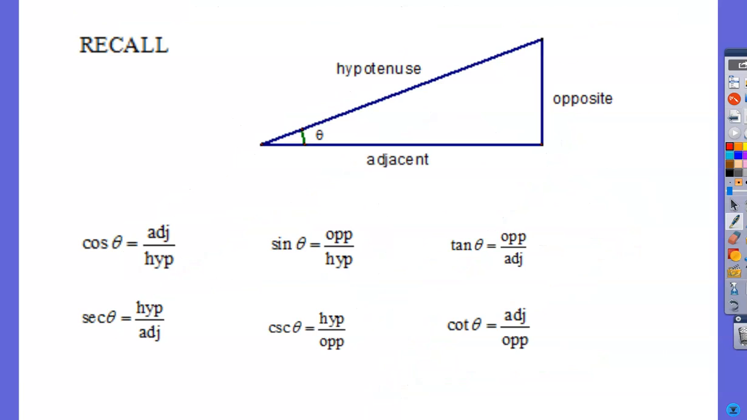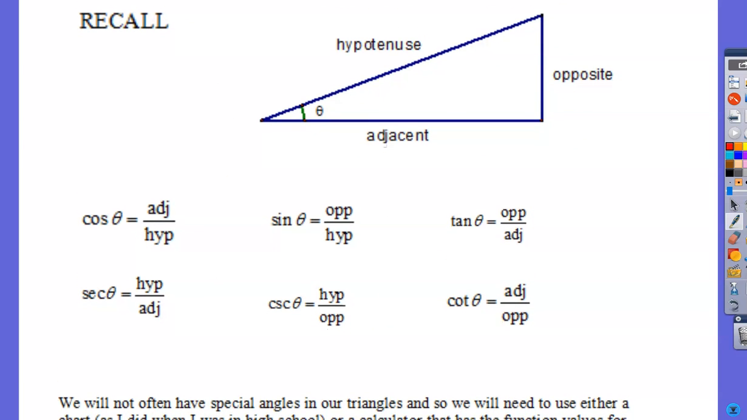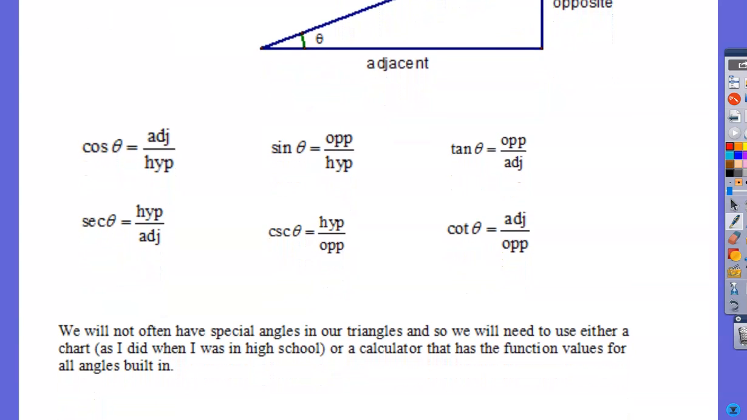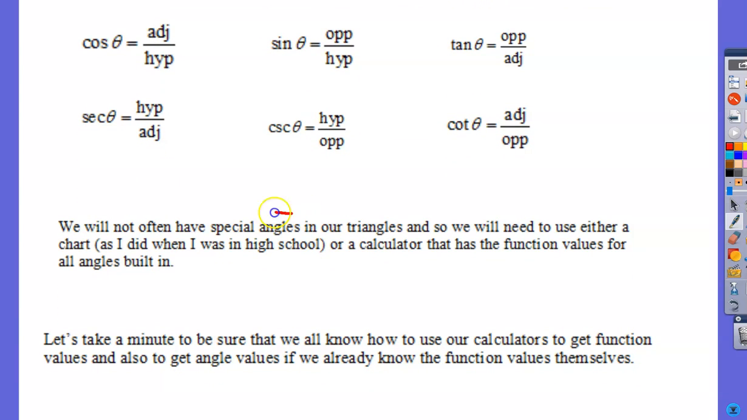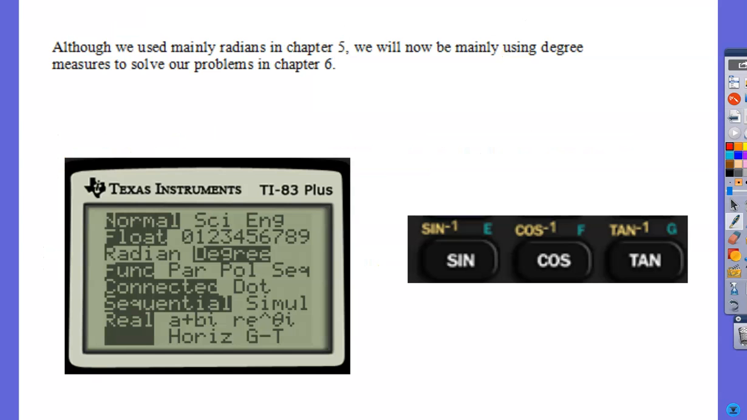Okay. Again, you should remember these guys, how to find cos, sine, tan, and now secant, cosecant, and cotan using the side relationships. We don't usually have our special angles in our triangles, so back in the day, they used to use a chart, but we are going to use a calculator. So let's just make sure that you guys know how to do that in a calculator.